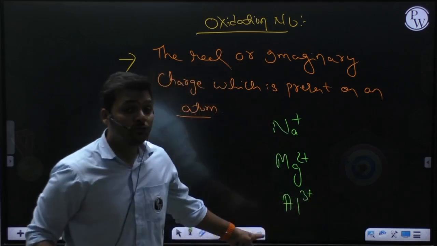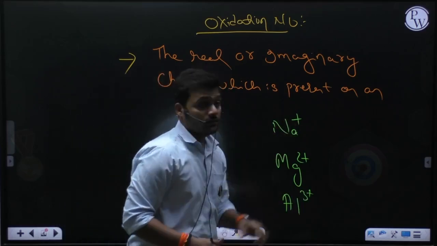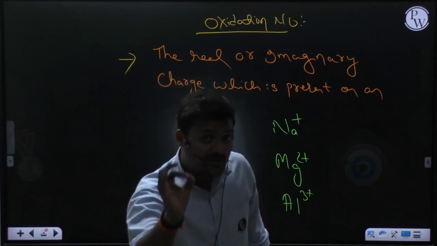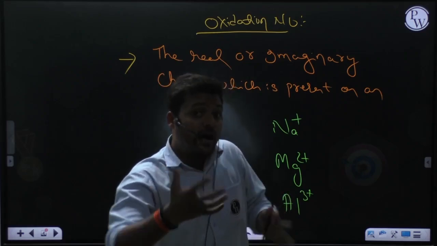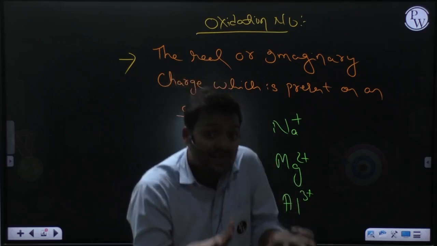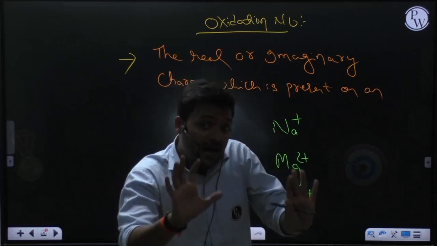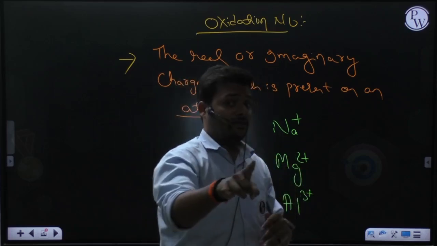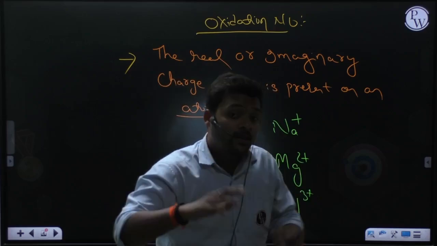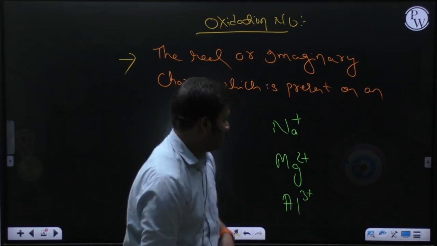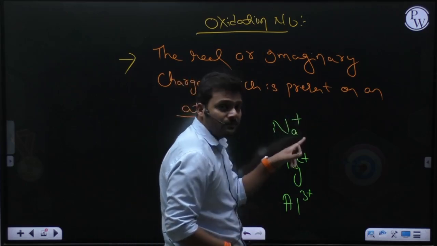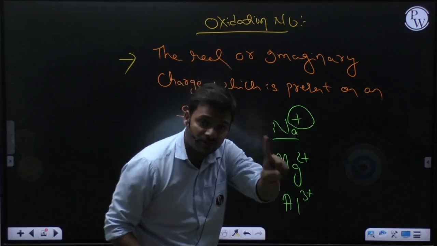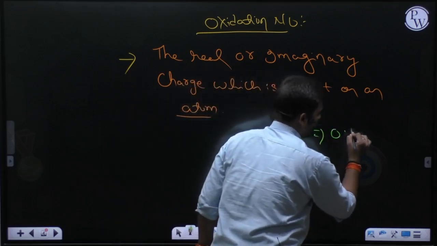So what you people are seeing is a charge, whatever charge is visible to the naked eye on an atom. The magnitude of that particular charge which is present on an atom is what we call the oxidation number. Let's say, what is the charge which is present on a sodium ion? It is +1, right? So the oxidation number will be +1.